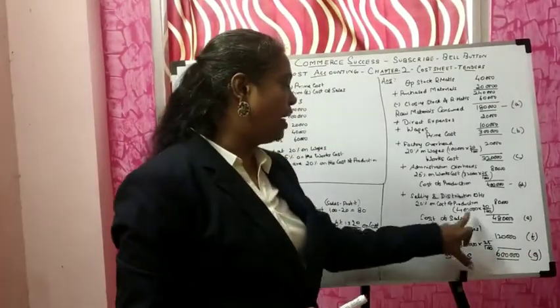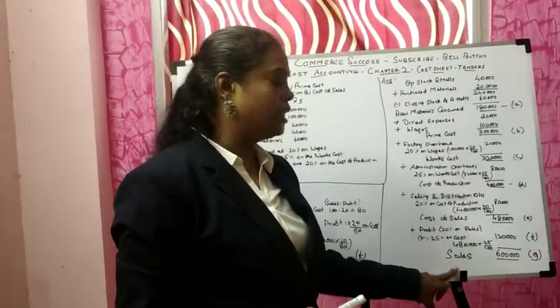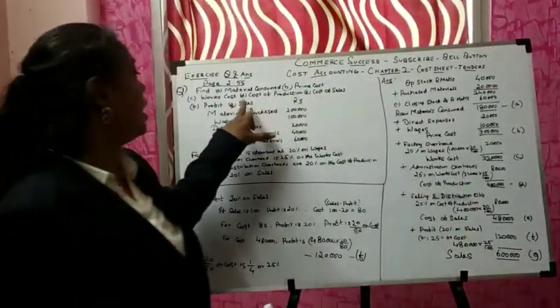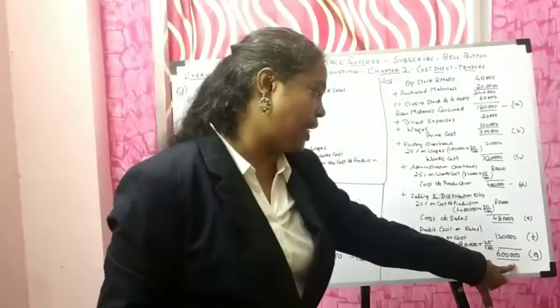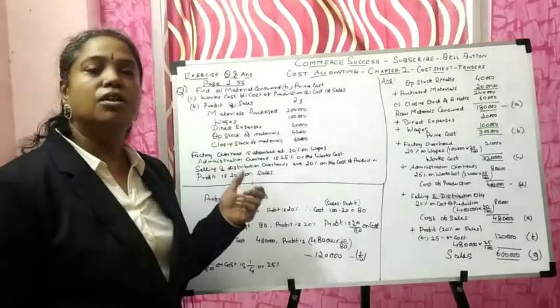Now you can find out by adding the cost of sales and the profit. You will get the sales figure which is 6 lakh. That is your answer for G. Sales is 6 lakhs. Okay. Hope this is clear. We'll go to the next problem.